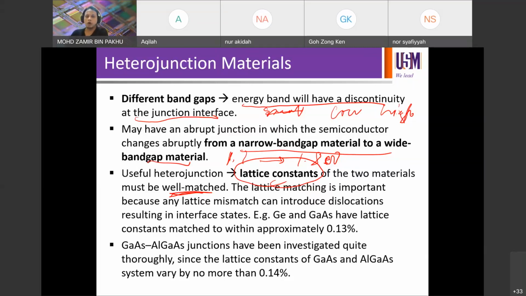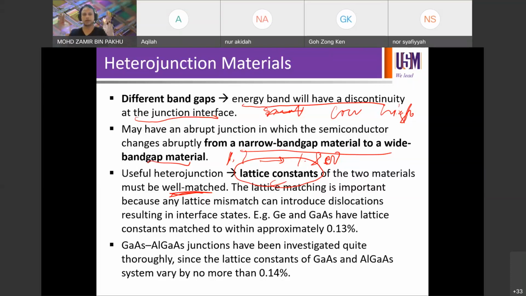Okay, so if you're combining a narrow band gap and a wide band gap, the two different materials should have lattice matching. It means the lattice of material 1 and material 2 must match. If the lattice matching is not happening, or we call it lattice mismatch, then at the interface we're going to end up with defects. It means the atoms are not sitting properly.